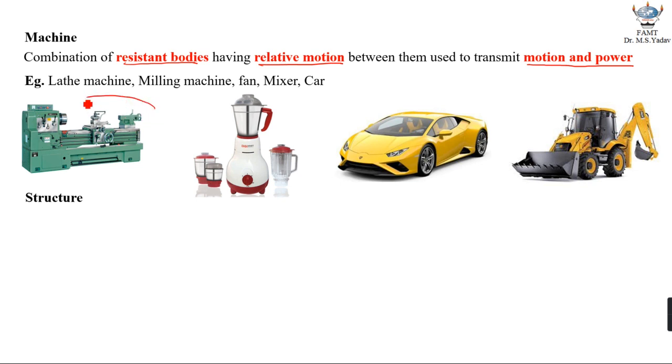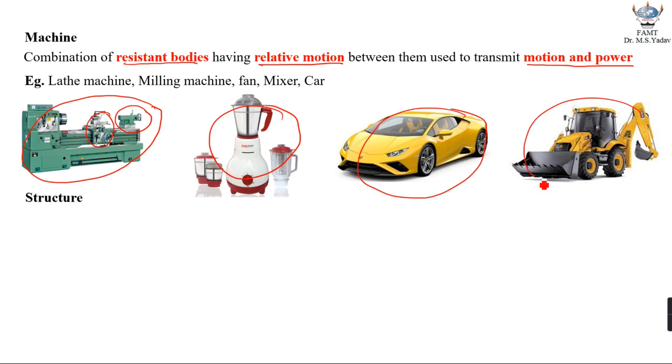As you can see in this practical example, which is a lathe machine, it uses different resistant bodies like maybe tailstock, maybe carriage crosshead, maybe bed, maybe headstock and chuck, and all these resistant bodies have relative motion between them, and their combination is used to transmit motion as well as power. The same discussion is applicable to the second practical example, which is a mixer and grinder, or this beautiful car, or this JCB, which is basically an earth moving equipment.